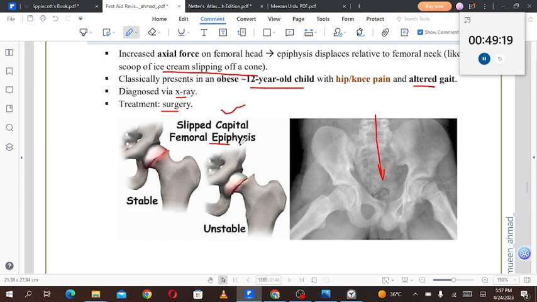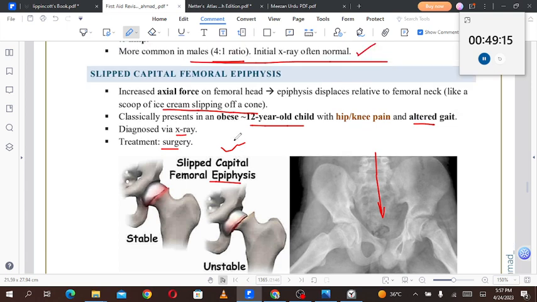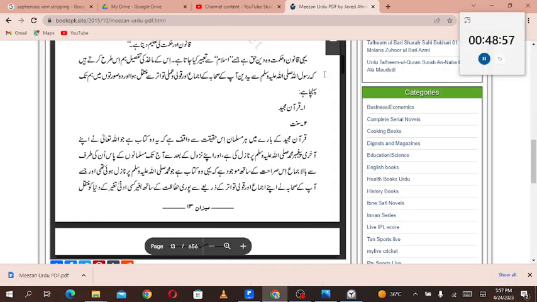Since we are talking about epiphysis, remember that we are right now talking about people who have incompletely closed epiphyseal plates, whose bones are growing. So we are talking about people around 12 years of age. The femoral head epiphysis displaces relative to the femoral neck like a scoop of ice cream. Let's see the difference between epiphysis and metaphysis.